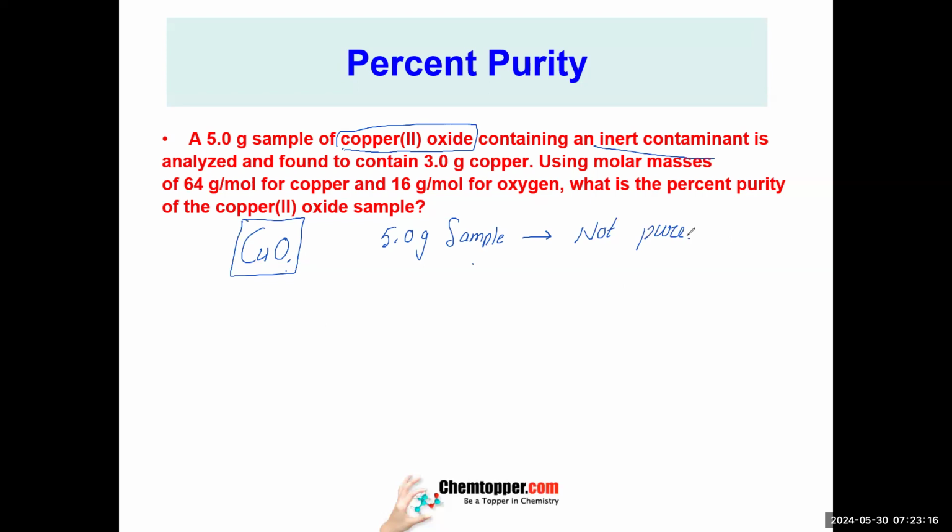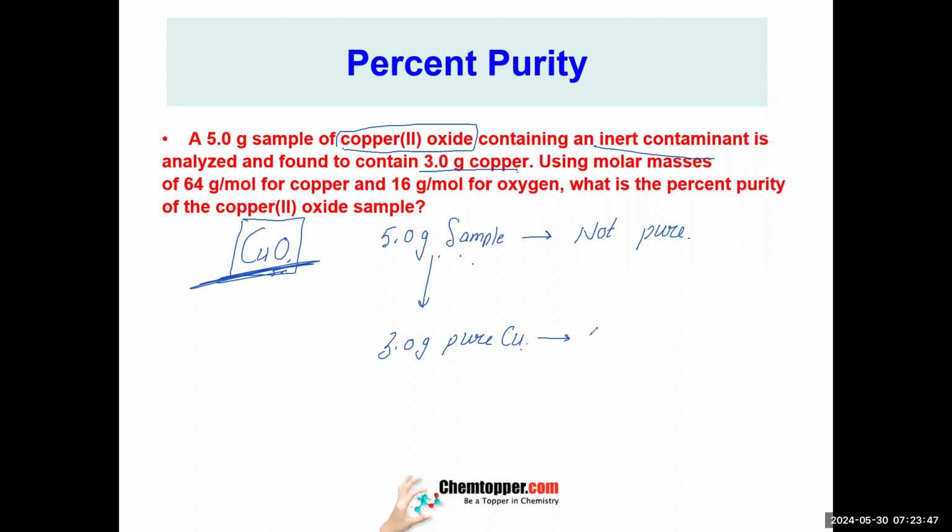Now what is given to you? 3 grams of copper. That is pure. They say after taking this 5 grams of sample, after doing all the chemical analysis, they found that this sample has 3.0 grams of pure copper in it. And that pure copper is coming from here. So it means I have 3 grams of copper.